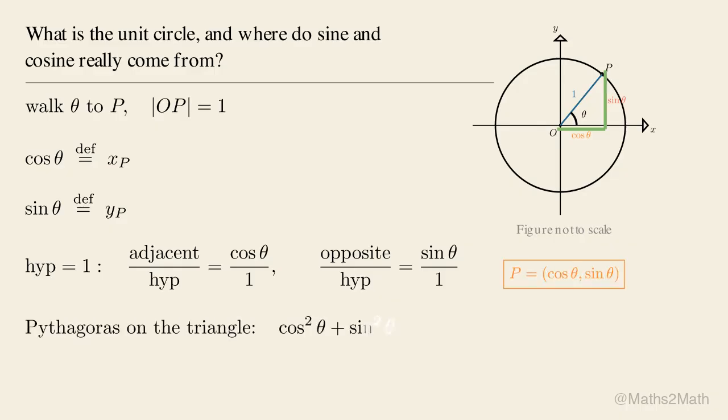Apply our parked Pythagorean theorem. Legs cos and sine, hypotenuse 1. Cos squared plus sine squared equals 1, trigonometry's most used identity, and it is just Pythagoras in circle clothes. This is important.